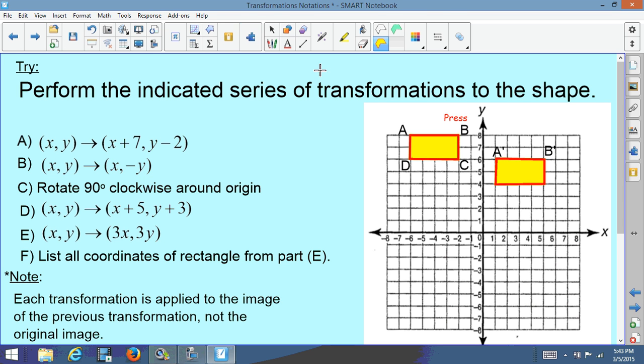So the shape is there, and that's what it looks like. A prime, B prime, C prime. So all that was a translation. All right, let's look at the next one.